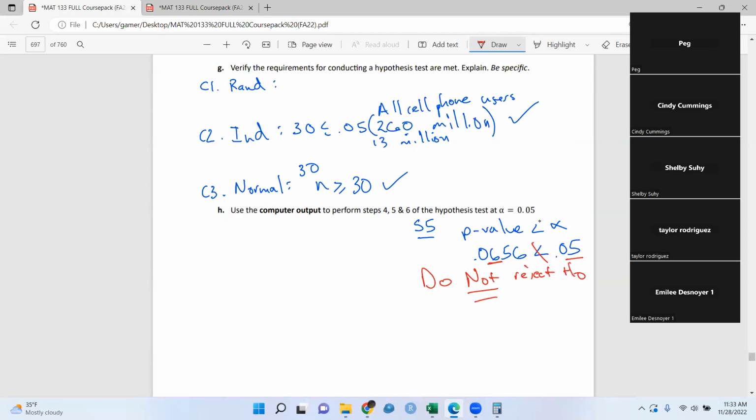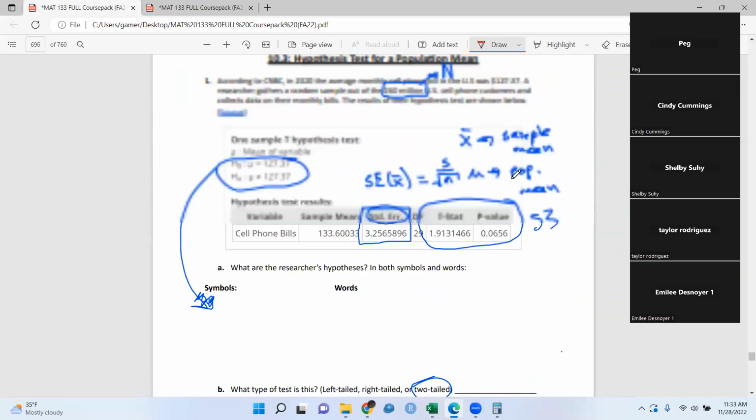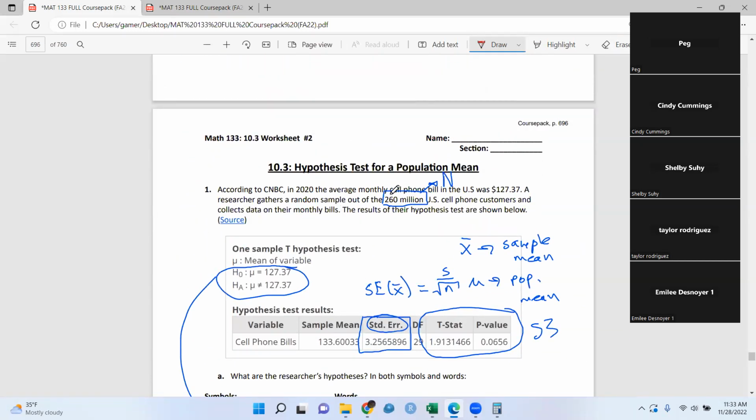And then the conclusion, right, is there is not enough evidence to support the claim that the average monthly cell bill in the US is different than 127.37. In other words, this parameter that was established back in 2020 based on this study by CNBC seems to still hold. This appears to be the mean cost.